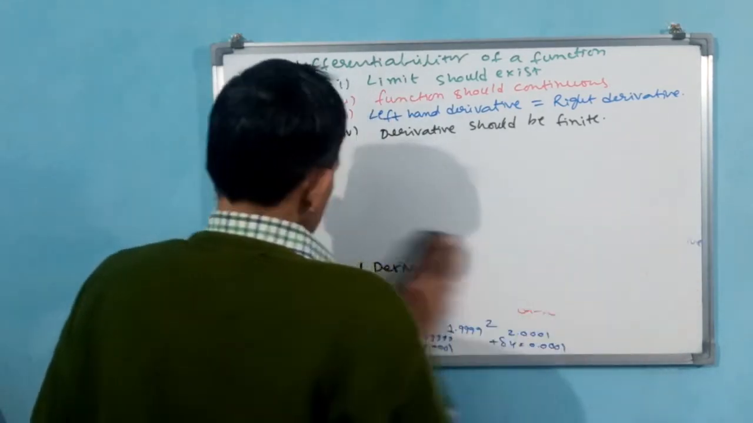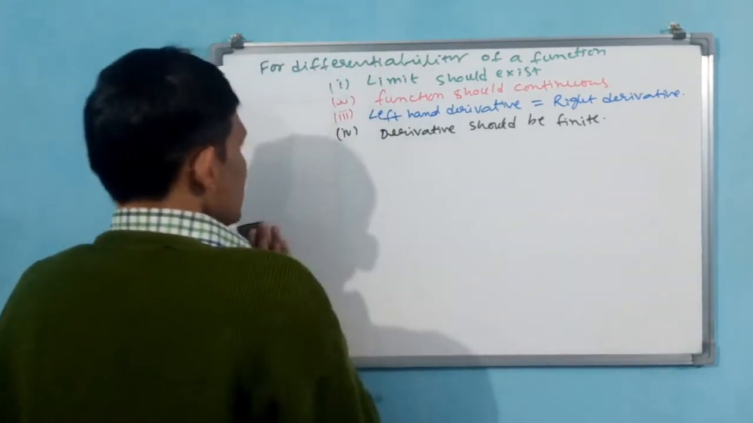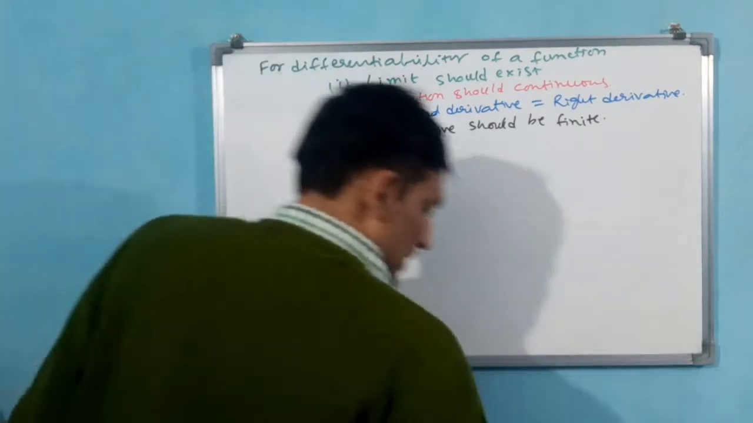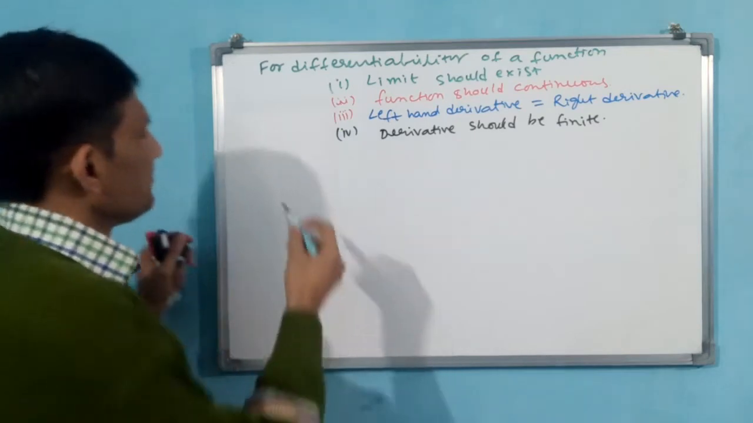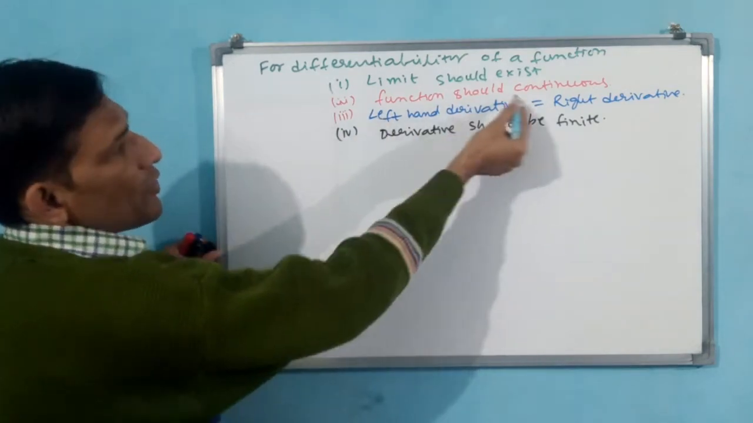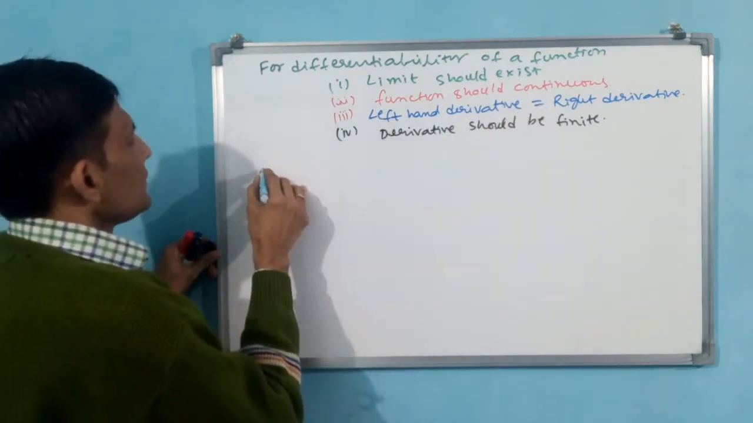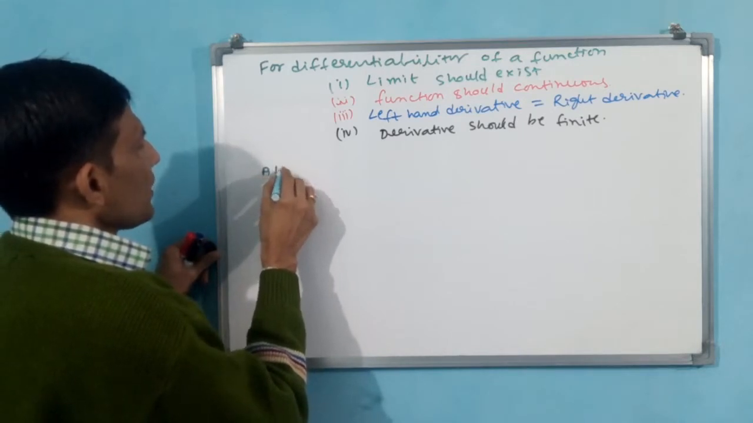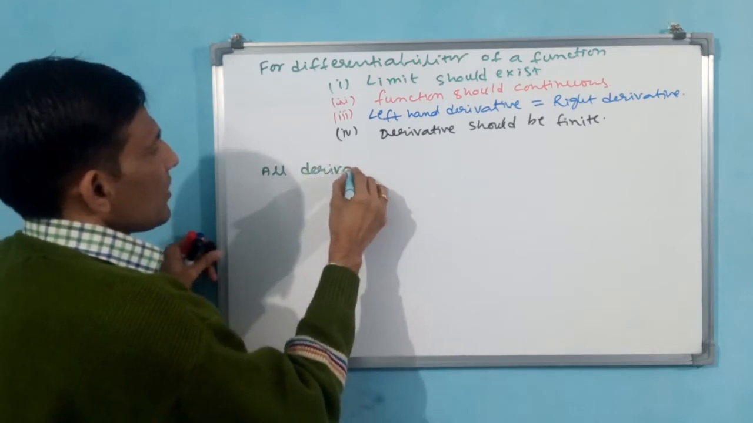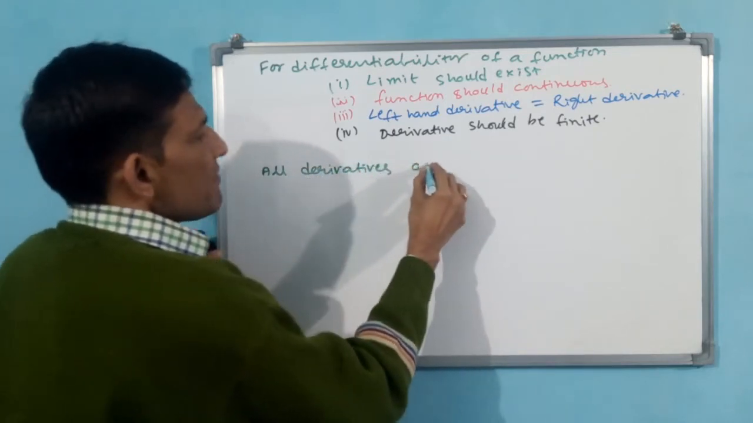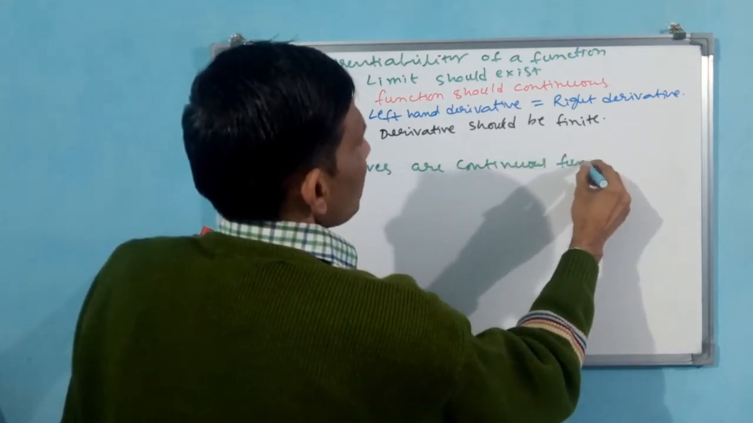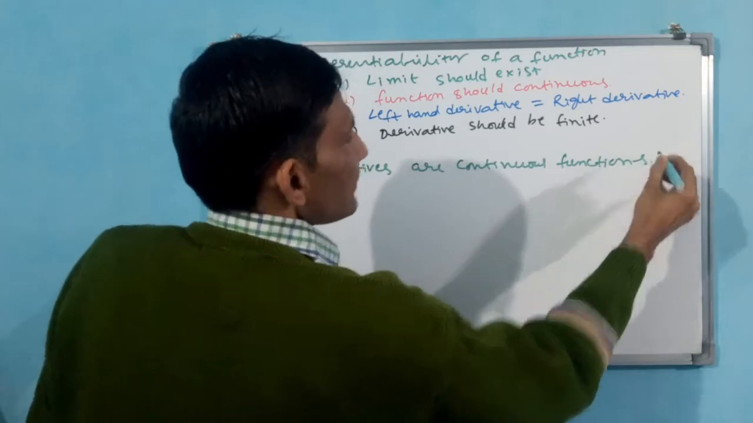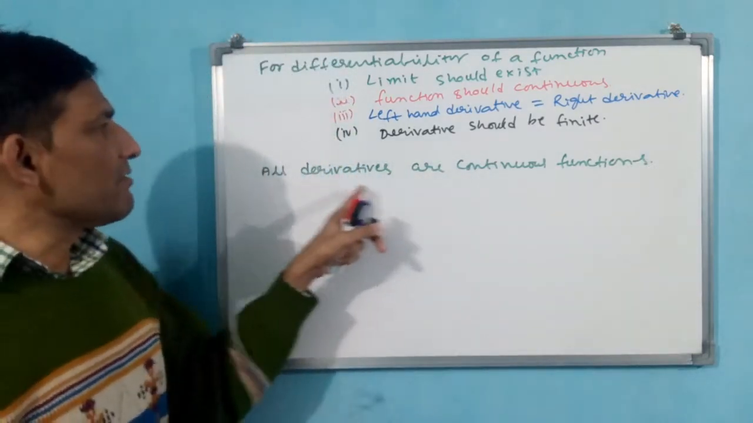You understand the logic here. You understand the logic first, then we will go for some other concept. See what I am writing. Continuous function we have written. That means all derivatives are continuous functions.